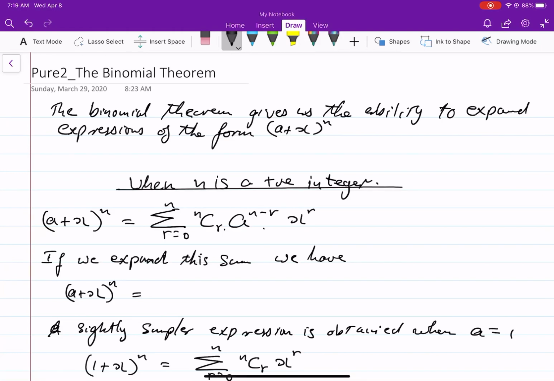Here I am again. This time we're going to be looking at the binomial theorem. Let's just jump right in. The binomial theorem gives us the ability to expand expressions of the form a plus x to the power n.